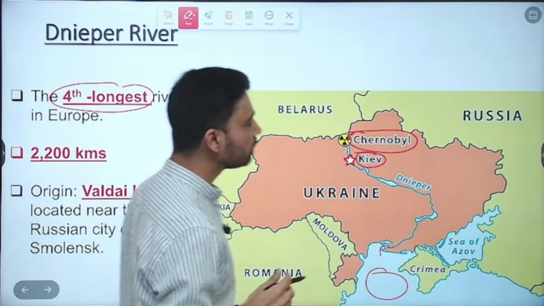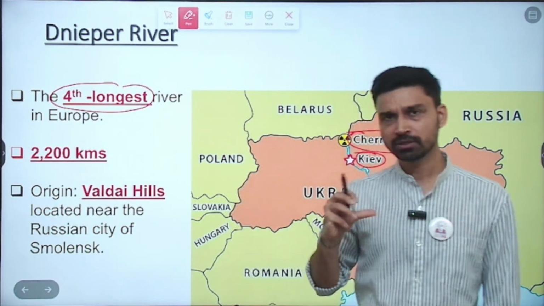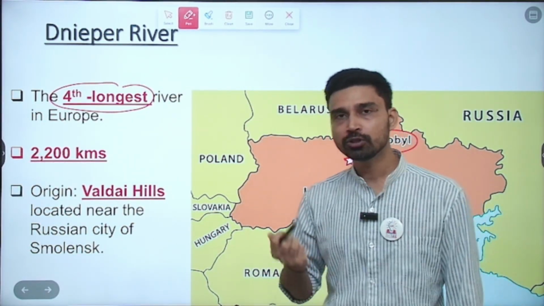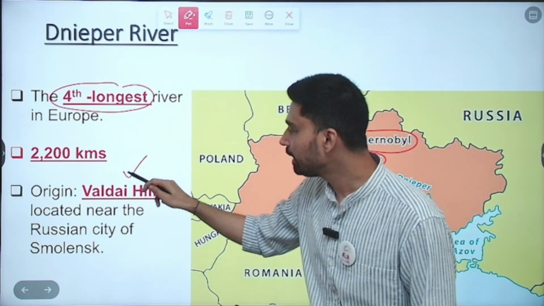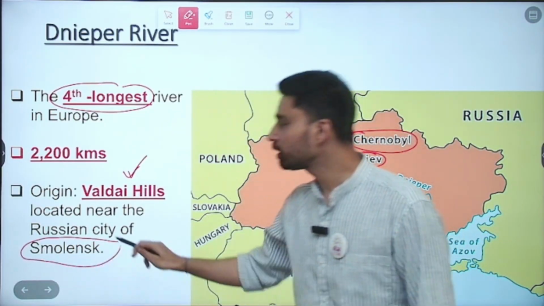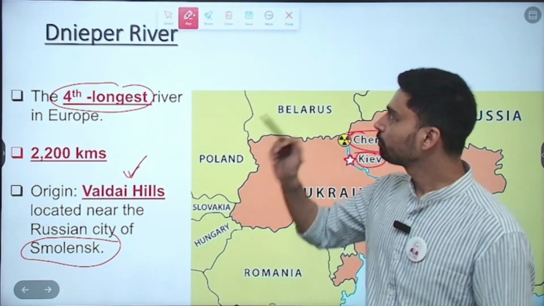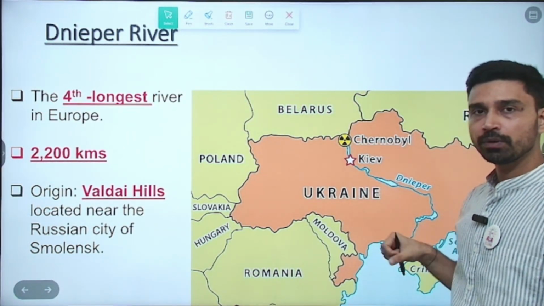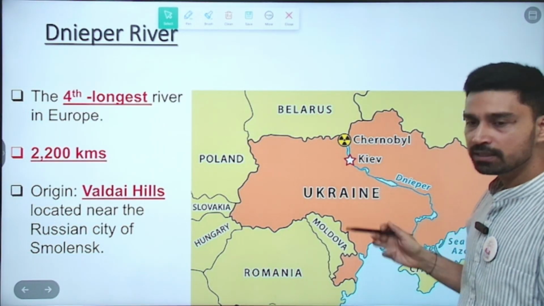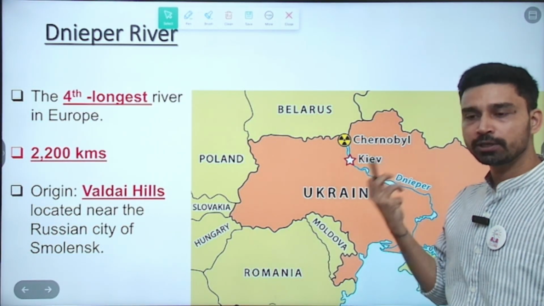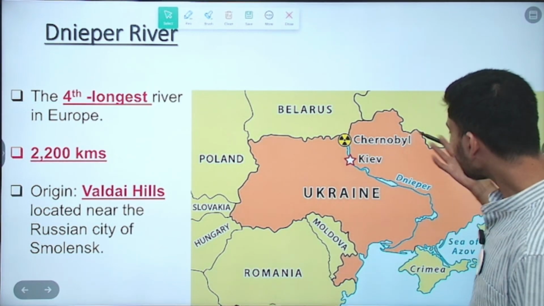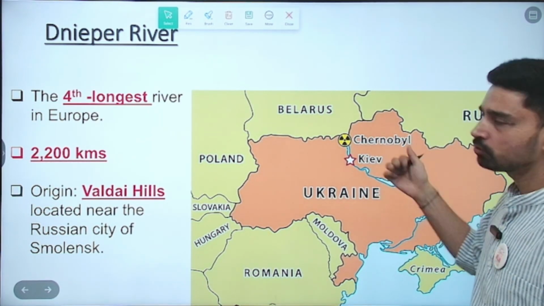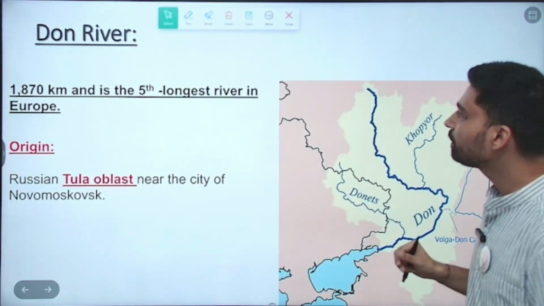Again, the river Dnieper originates from the same place, the same hill from where you have the origin of river Volga. The hill is Valdai Hill, and it is located near the Russian city called Smolensk. So from Smolensk, you have the origin of river Dnieper. These are very, very important from a prelims perspective, because all these places are continuously coming in the news due to the Russia-Ukraine war that has been going on. A lot of nuclear power plants you have. Chernobyl is also a very important place. So a question can easily be asked about this.